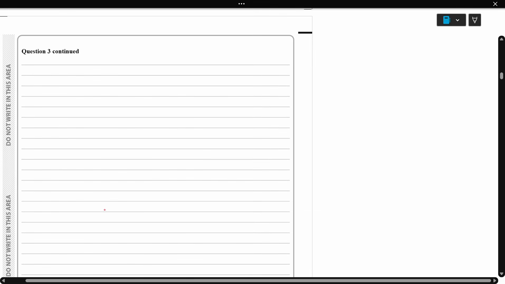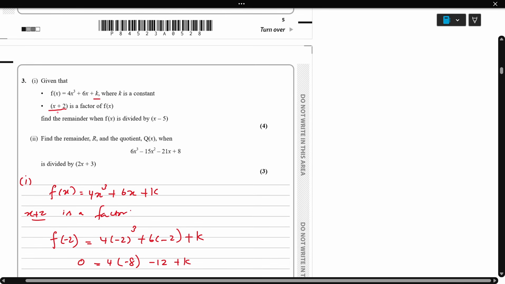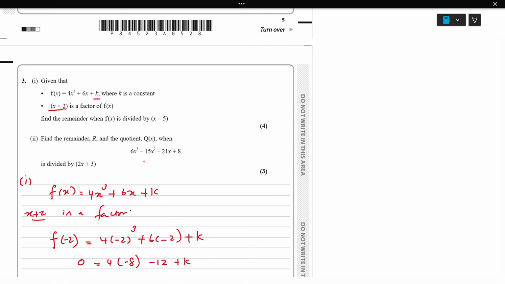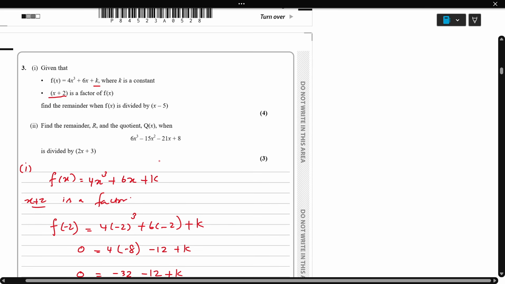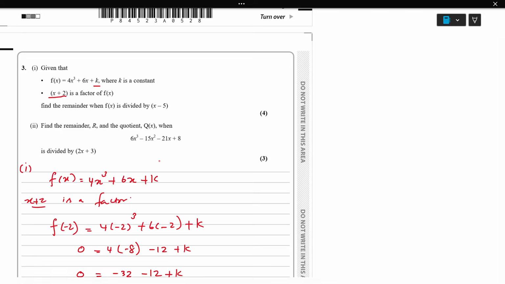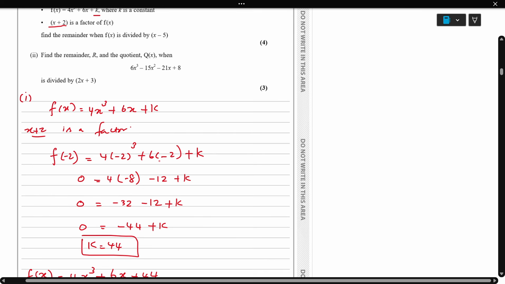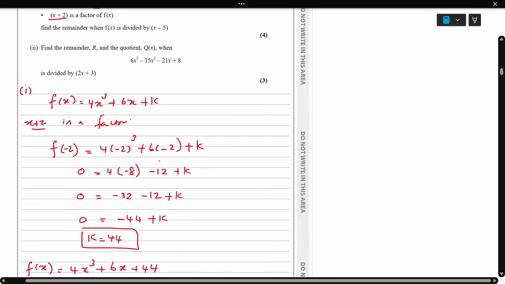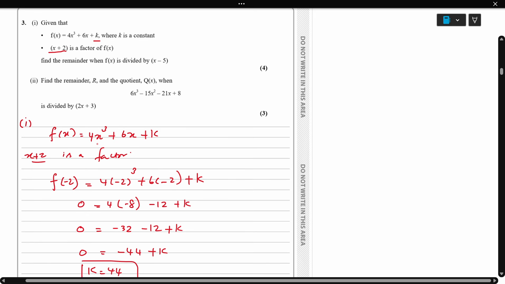So the first part is over. Now we have to go for the second part of the question: find the remainder and the quotient when the function 6x cubed minus 15x squared minus 21x plus 8 is divided by 2x plus 3. We'll use the long division method. If we only needed the remainder, we could use the remainder theorem.